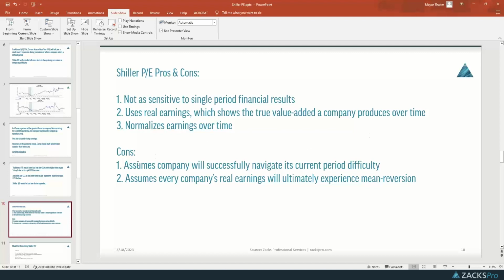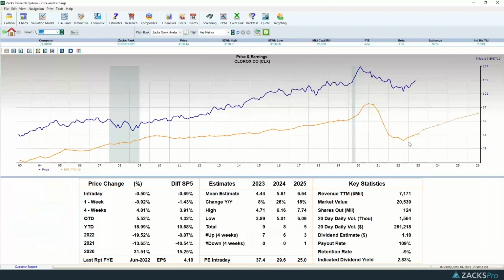Now, the con is that it does assume that the company will successfully navigate its current period of difficulty. So as we saw on the chart of Clorox, we're assuming that it's going to have a recovery in earnings, so that we are assuming that this will get back to long-term trend. Long-term trend will be recaptured at some point. So that's what it assumes.